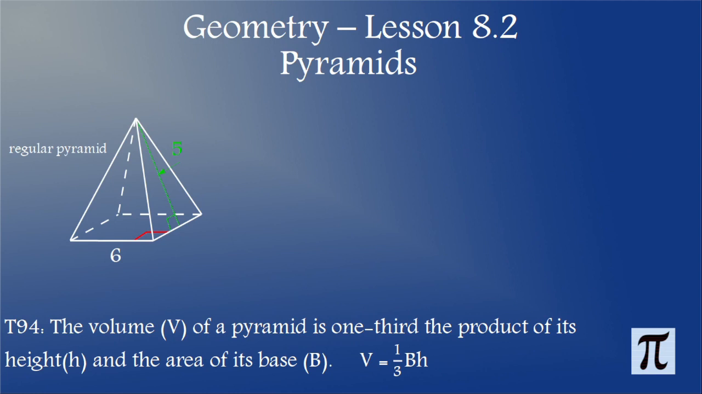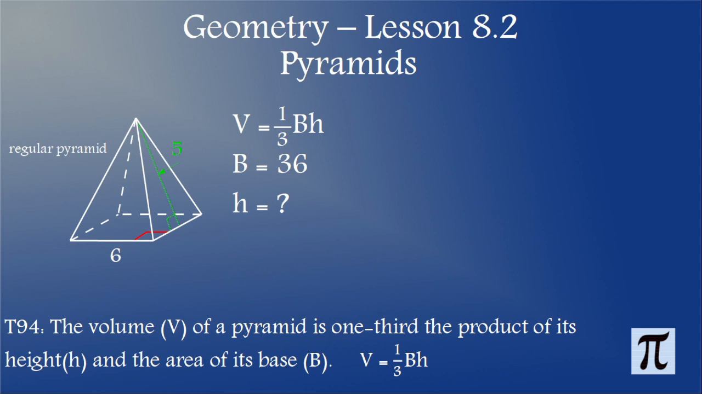So again, we have another regular pyramid with side 6 and a slant height of 5. So the volume equals 1/3 the base area times its height. What's the base area of this regular pyramid? Again, we have a square as the base, so we just take the side and square it, 6 times 6. The base area is 36.